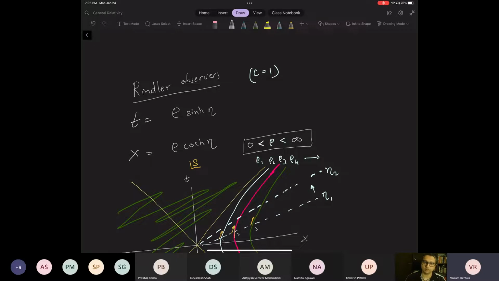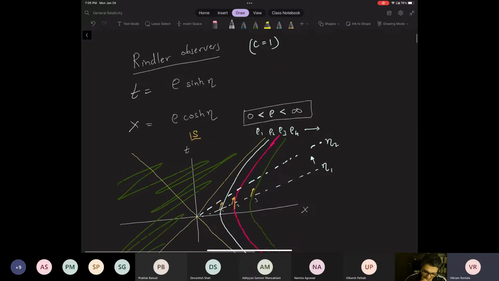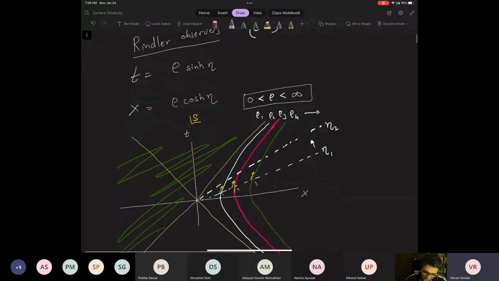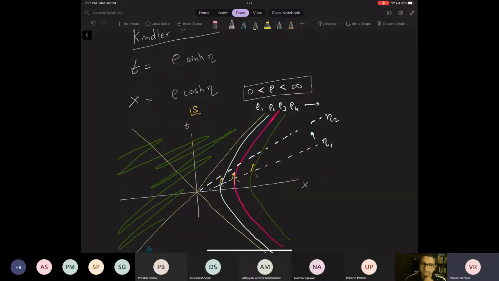Okay, so I'll just recap where we were. We were looking at Rindler observers, right? And this was the closest thing that we could get to a set of uniformly accelerated observers in special relativity. Okay, and what was special about the Rindler observers is that each individual observer has a constant acceleration.